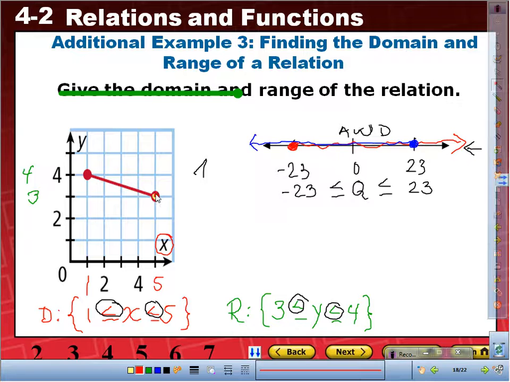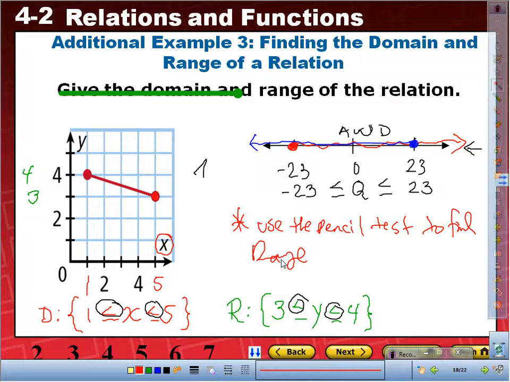So therefore, copy that, please. If you already did it, that's fine. If not, make a note for yourself. Here, use the pencil test to find range.